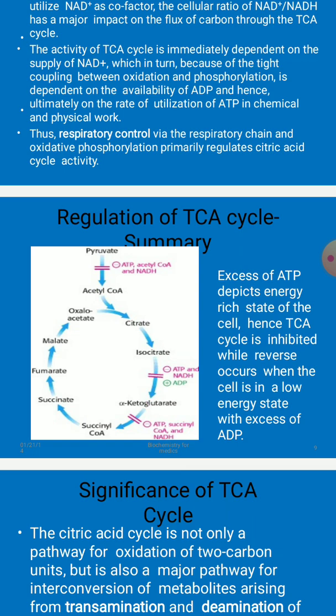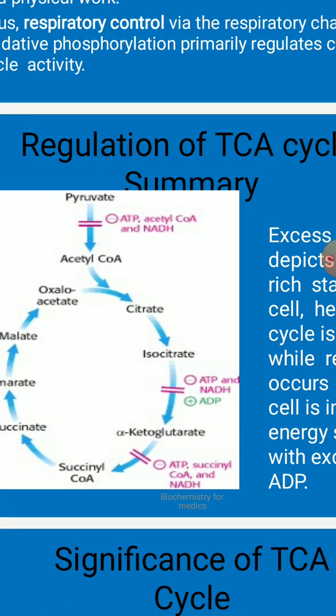Excess of the ATP, which is going to depict this energy-rich state of the cell, hence the TCA cycle is going to be inhibited, while the reverse occurs when the cell is in a low energy state with excess of ADP. So you can make out here which concentrations are going to act here.